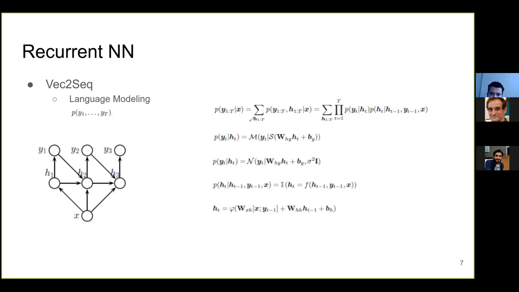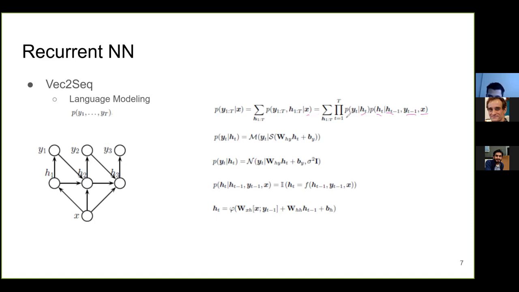So this can be translated to a summation, given X, of predicting the hidden state and the Y. And since Y also depends on the hidden state and the input, we have Y depending on the hidden state, and the probability of the hidden state given the previous hidden state, previous output, and X.